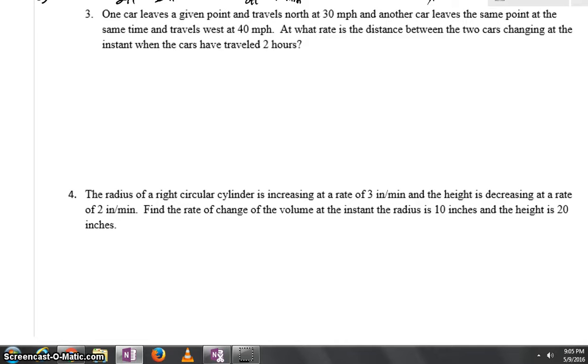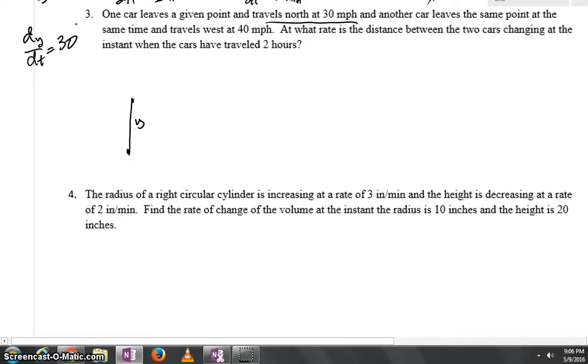For our second part of related rates, we're continuing with number 3. A car leaves a given point and travels north. Let's just say that it's gone y miles. It's traveling north at 30 miles per hour. We're assuming that this length would increase. This means that dy/dt, the rate of change, is 30. How y is changing with respect to time, it's 30 miles per hour.